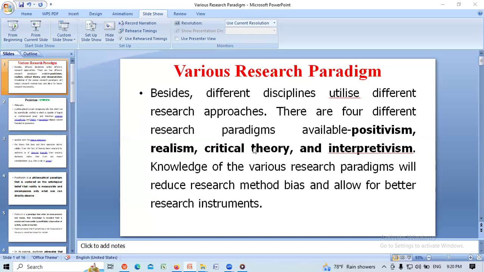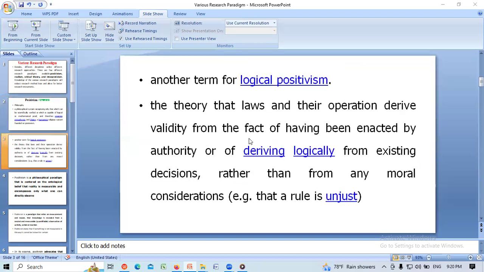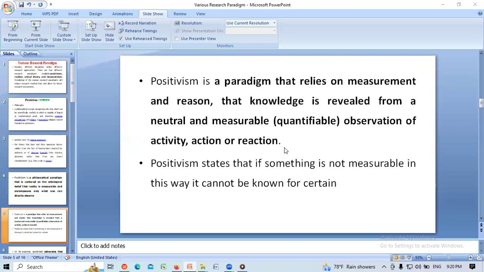To recap: positivism, realism, critical theory. Positivism is based on logical and mathematical proof, and therefore rejects metaphysics and theism. Its ontological reality is measurable and directly observed, revealing knowledge through natural and measurable observation.